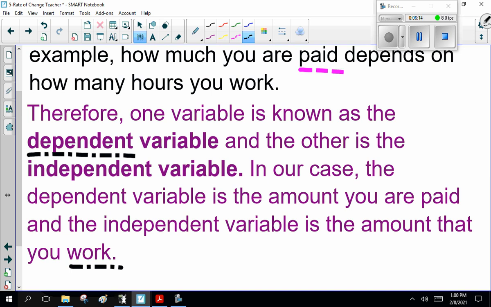The dependent variable depends on the independent. How much you get paid depends on how many hours you work. I know, confusing. That's why you should pause the recording, come up with a better definition, and write it out so that you remember. Okay, so when you're done, we'll go on to the next page.